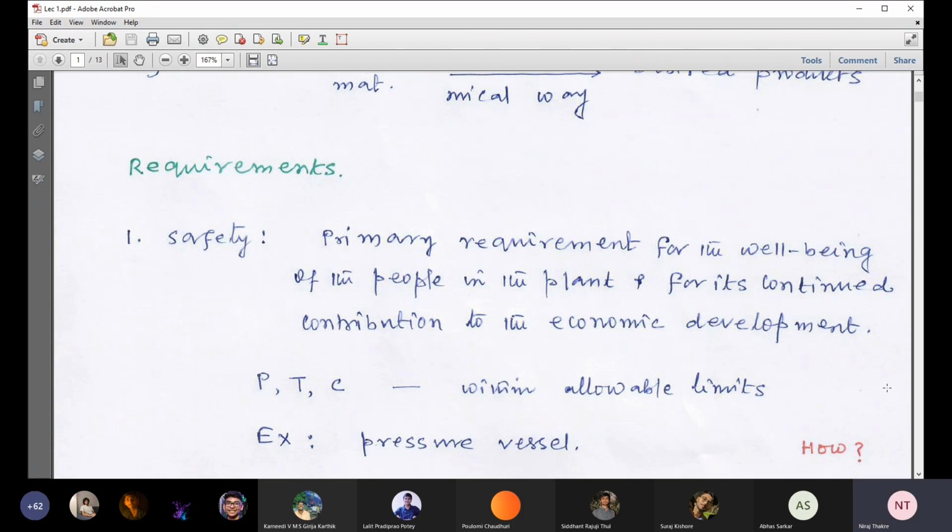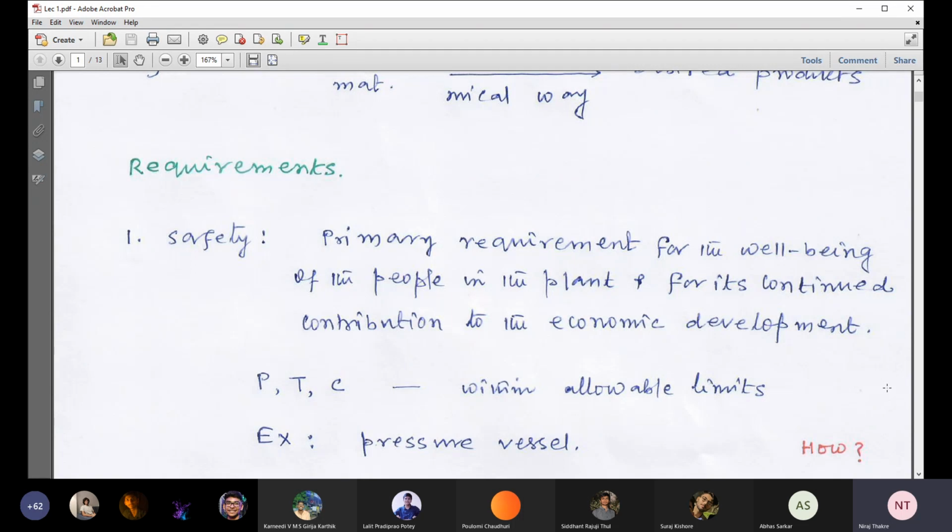Usually the compressed gas is stored in a pressure vessel, at very high pressure or low pressure. Suppose one pressure vessel is designed for a maximum of 100 atmospheric pressure. Listen carefully. The maximum allowable pressure is 100 atmosphere. So we can say that this is the design pressure.